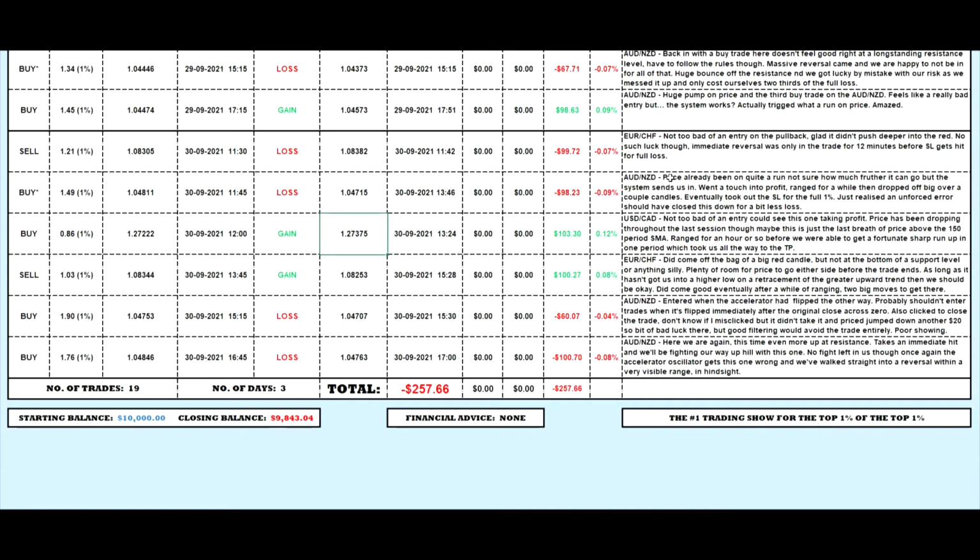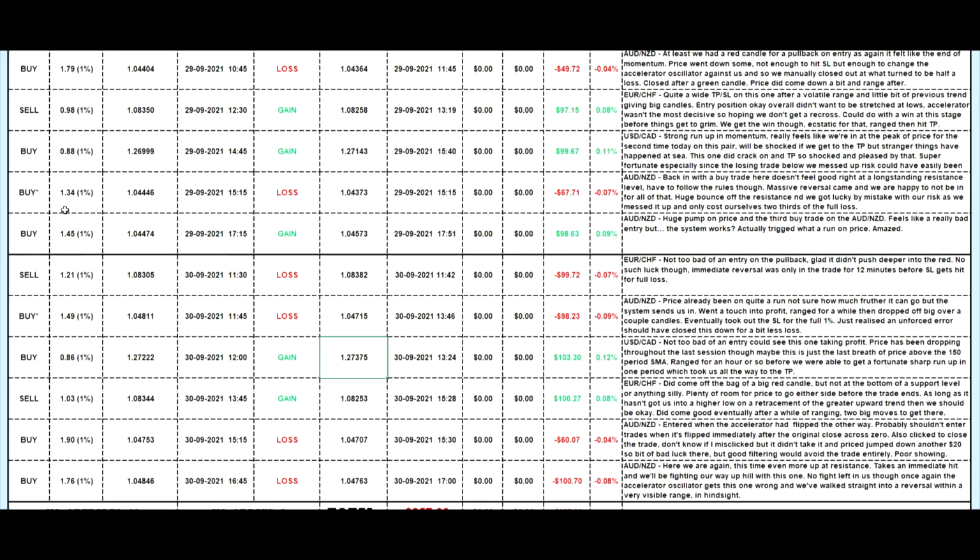3 trades on the Australian dollar, New Zealand dollar today, all of them losses. And you might notice on the left hand side of the journal I have asterisked a couple of the trades here where it says buy. Those are the ones just so we know where we've made errors on. Those were 2 completely unforced errors.